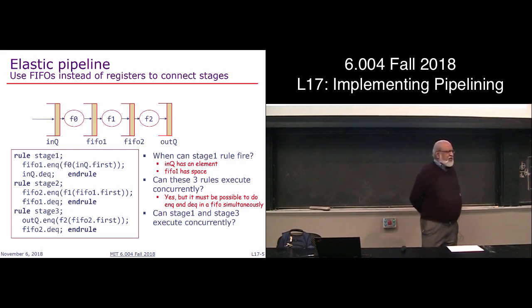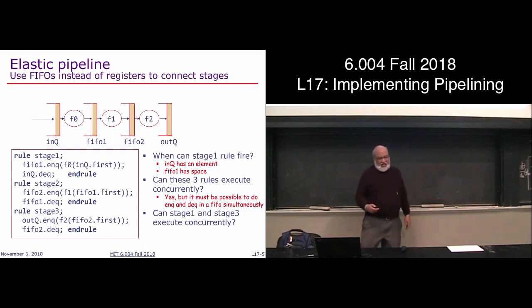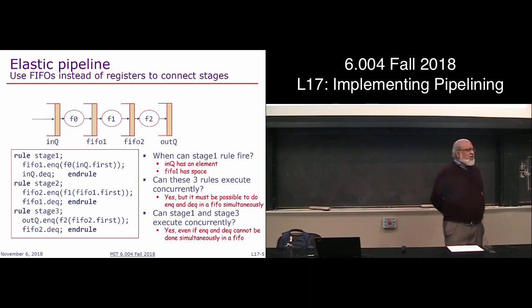Yes, always, right? Because they don't interact with each other. There is no shared resource between the first rule and the third rule, right? This is putting in FIFO 1 and this is picking up from FIFO 2. So all these enqueues, dequeues are separate. So yes, this can definitely go on in parallel concurrently, regardless of what kind of FIFO you have.